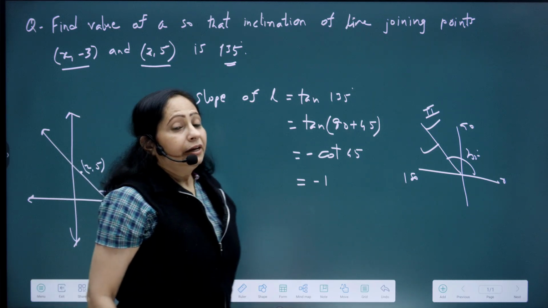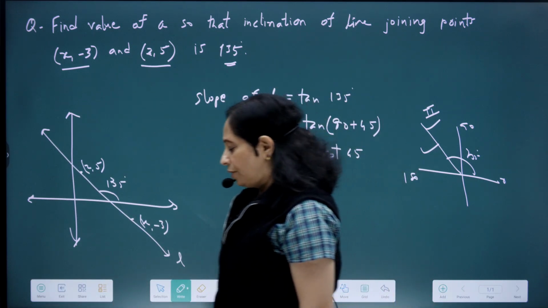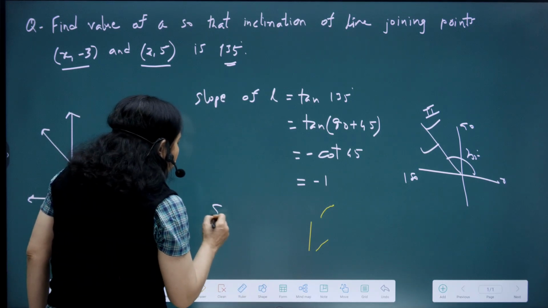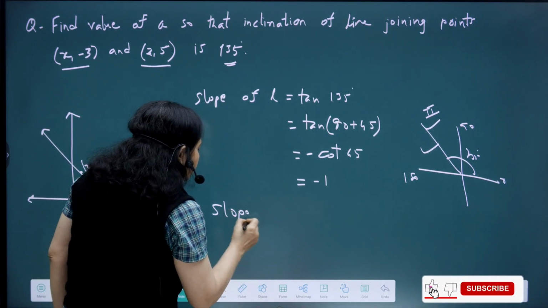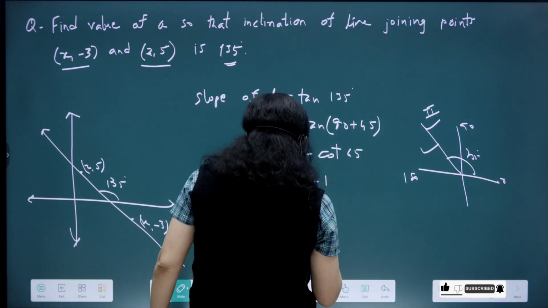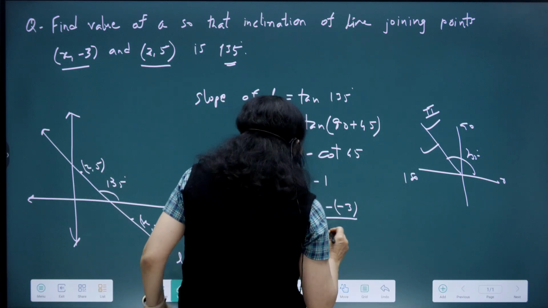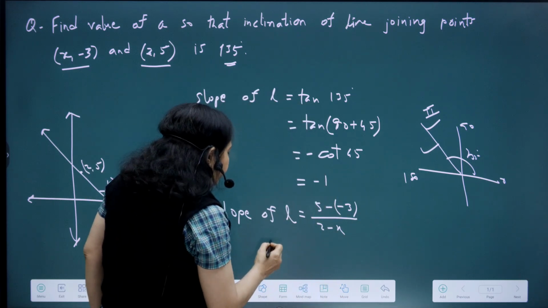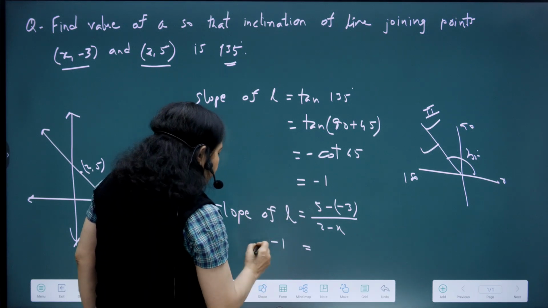Now the line is passing through 2 points. So we can find slope using 2-point formula. So slope of L equal to (φ minus (-3)), minus is plus, over (2 minus x), and here I can write this slope of L is minus 1.